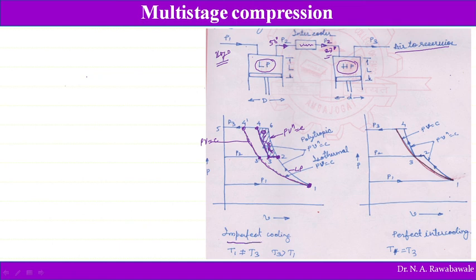Imperfect intercooling gives us T1 not equal to T3, with T3 greater than T1. But if we compress the air from 1 to 2, then cool it perfectly, and compress it again, the work saving will be larger. Perfect cooling saves more work. If we cool it up to here, this much work is saved. So here the air is cooled in this intercooler to have perfect intercooling.